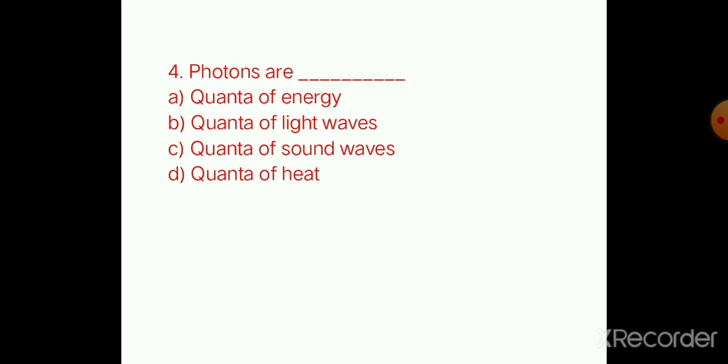Fourth one, photons are A. Quanta of energy. B. Quanta of light waves. C. Quanta of sound waves. D. Quanta of heat. Answer is quanta of energy, A.